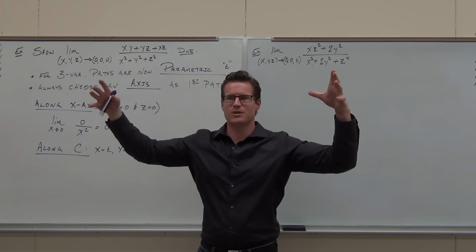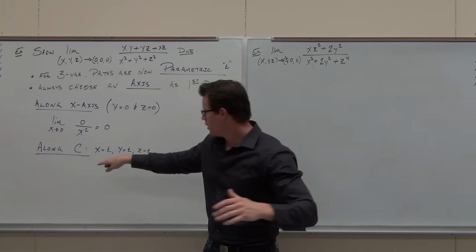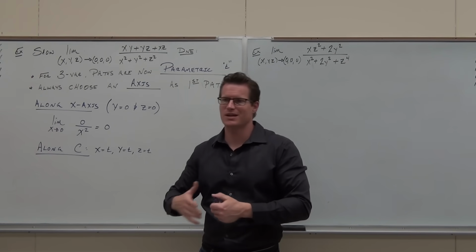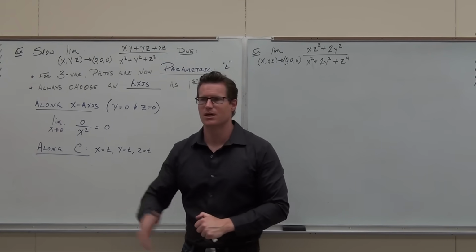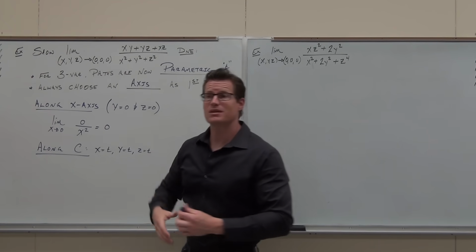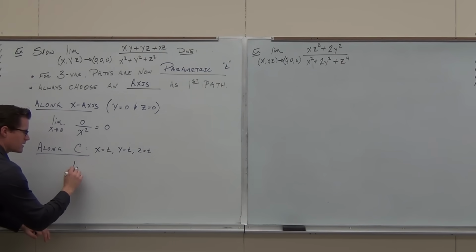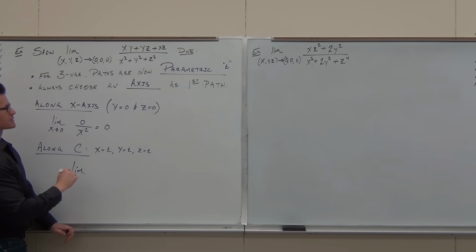So in 4D, we're going to be traveling along the surface over that three-dimensional line. That's why we use parametrics, because to travel through space, we need parametrics. Should everyone feel okay with that one? Now let's make the substitution. If x and y and z are all t, then our limit becomes, well, let's see now.